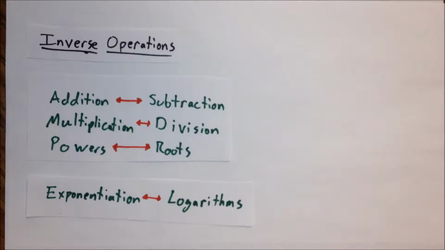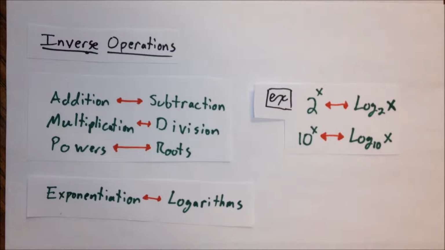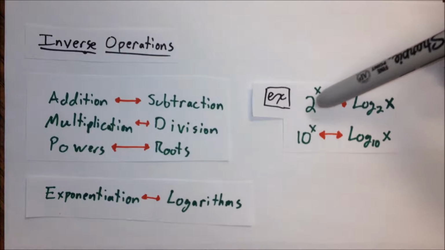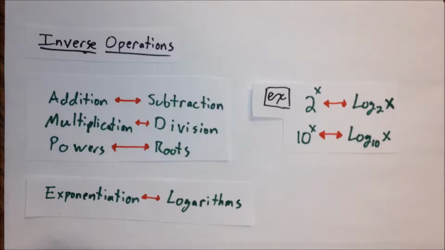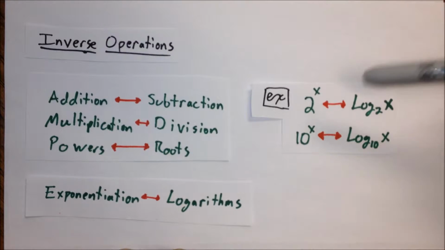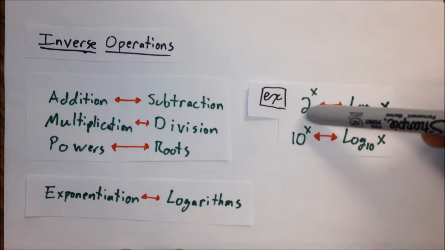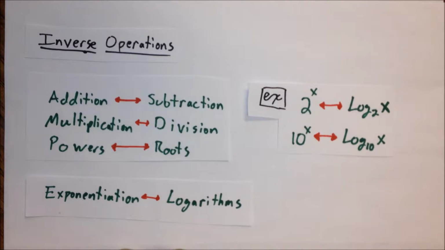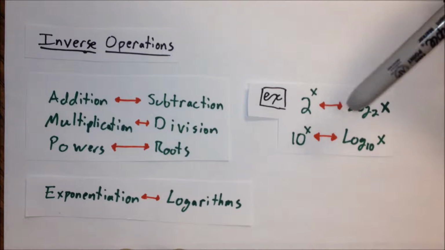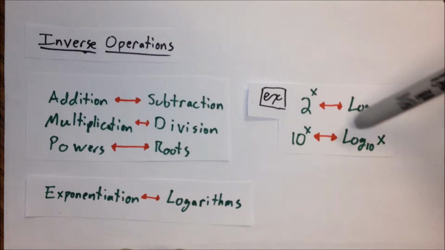Let's look at an example, because these words are kind of big and might be a little intimidating, but hopefully the example will help make more sense out of it. Our example is 2 to the x. So this is an equation that might be familiar to us. We just take 2 and we raise it to some power x. Well, the inverse of this is what we're going to call exponentiation, raising something to our x power. The inverse of this exponentiation is going to be log base 2 of x. And so what is a logarithm?